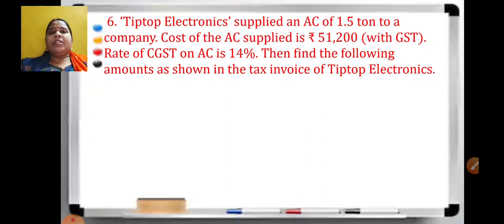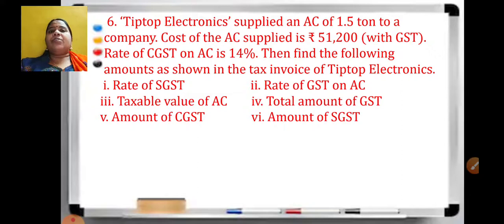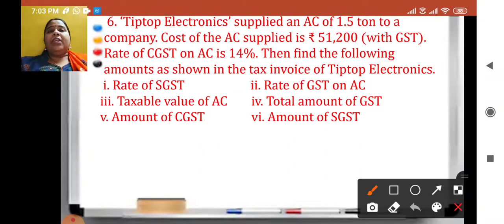Now there are many things that they have asked here. In fact, 6 different things. Absolutely not difficult, lengthy sum I agree, but really easy. See how many can be answered orally. Rate of CGST is given as 14%. See the first question, rate of SGST. Since rate of CGST and SGST are same, rate of SGST automatically becomes 14%.